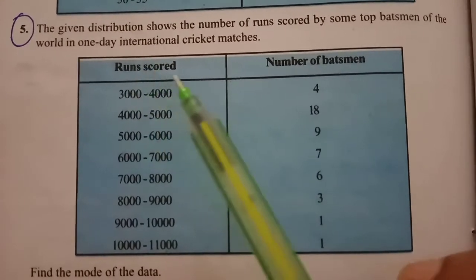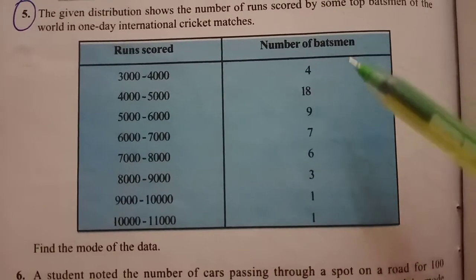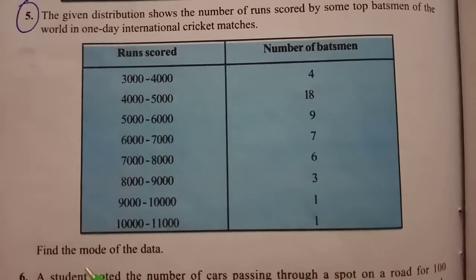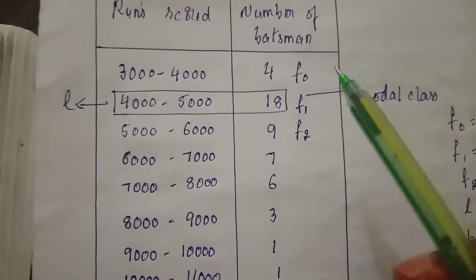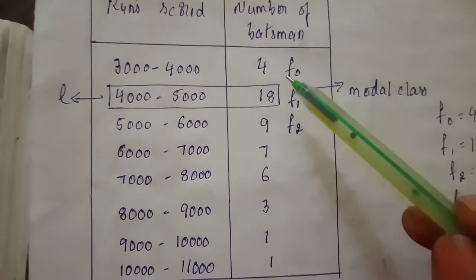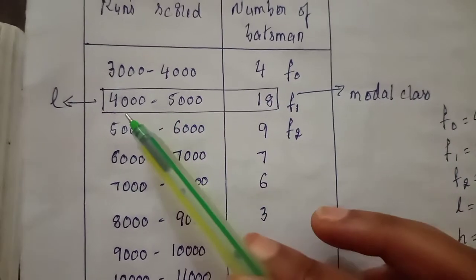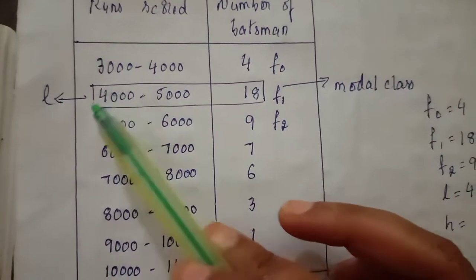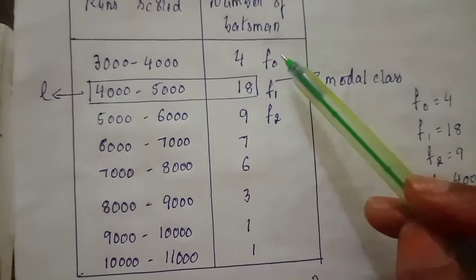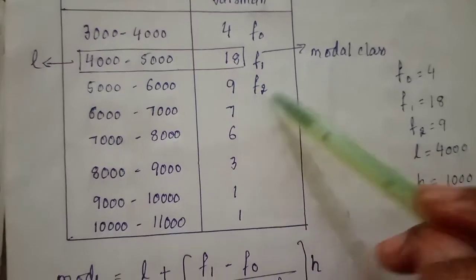Start fifth question. The given distribution shows the number of runs scored by some top batsmen of the world in one-day international cricket matches. Given runs scored and number of batsmen. So we need to find the mode of the data. First find the modal class. Check the maximum frequency. You can see the maximum frequency is 18 here. So the modal class is 4000 to 5000. So 4000 will become the lower limit, and 4 is F0, 18 is F1 and 9 is F2.